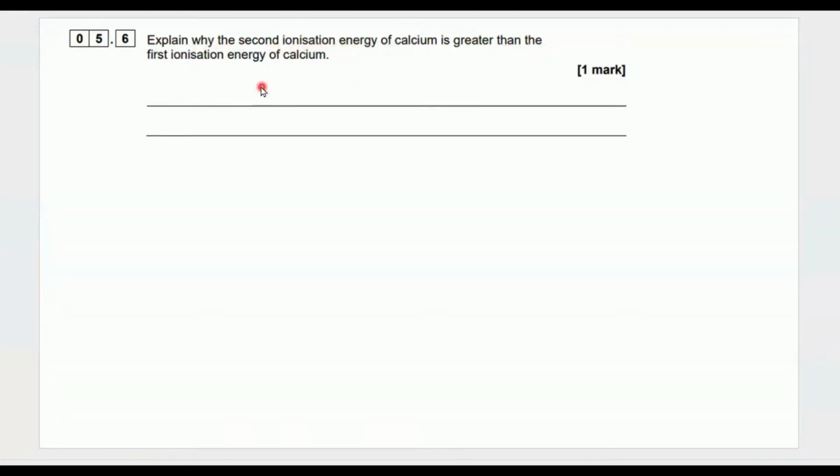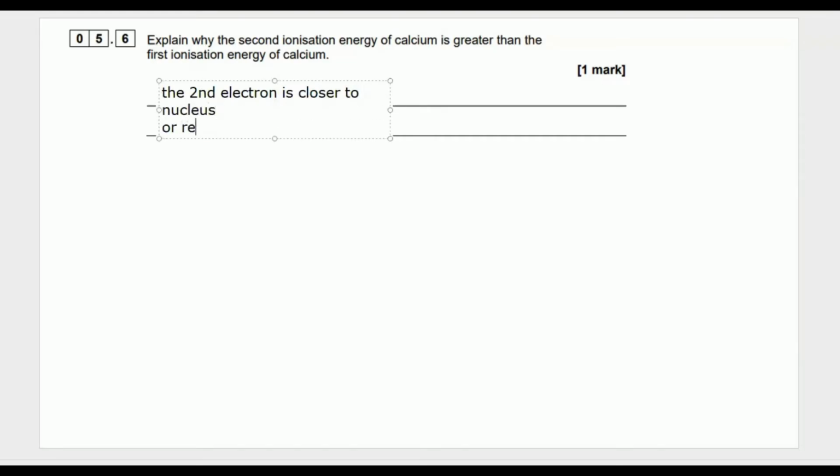Explain why the second ionization energy of calcium is greater. So why was it 1145 compared to 590? Why was it that much greater? Why is it harder to remove an electron the second time from calcium? Remember, it's in group 2. So the answer is that you're taking an electron that is going to be slightly closer to the nucleus. Why is it closer to the nucleus? Because there's a greater positive charge on a calcium plus ion, so that electron is going to be drawn in slightly closer to the nucleus.